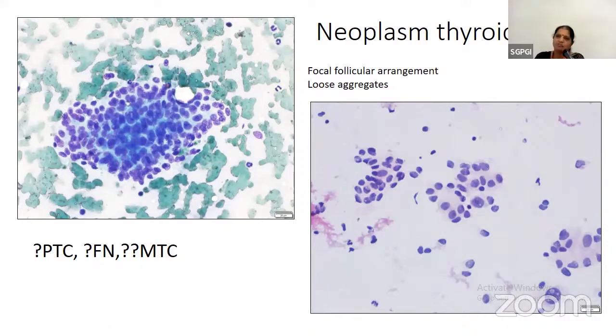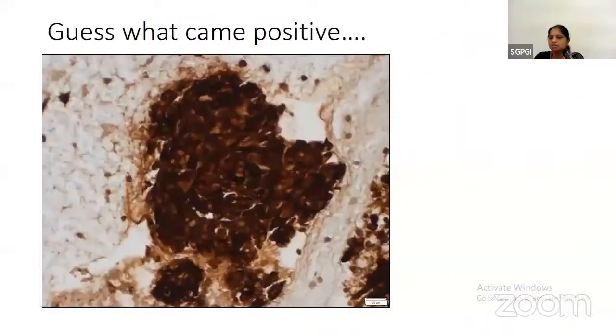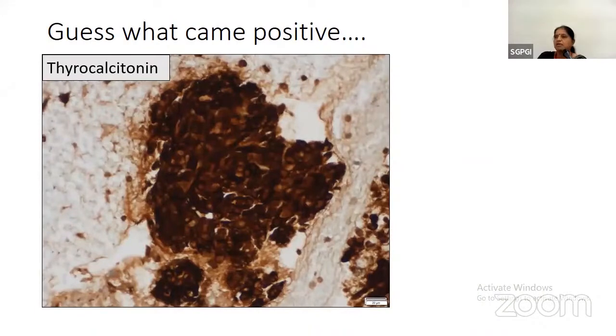I mean, it's not fair to ask the audience to guess on a single image, but this is what it is. It came out positive for thyrocalcitonin. So sometimes doing IHC and having a cell block in a case of a neoplastic lesion does help you resolve the case.